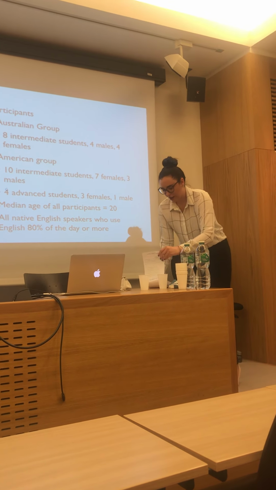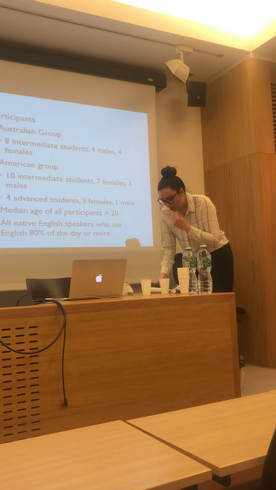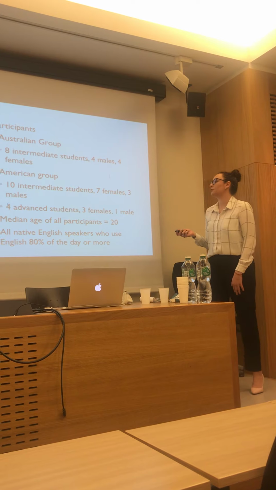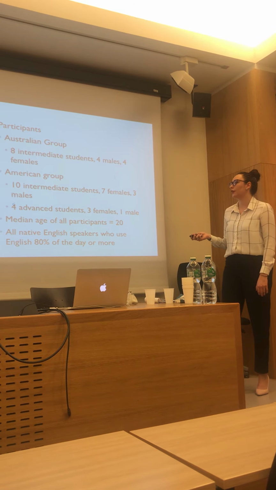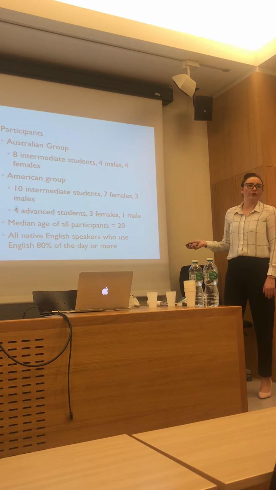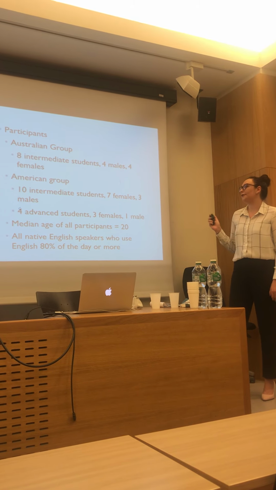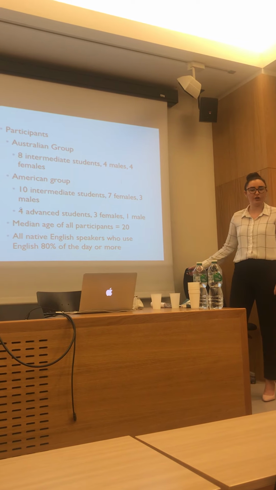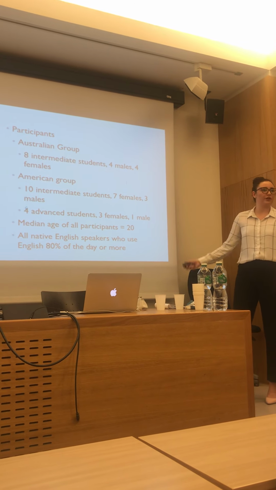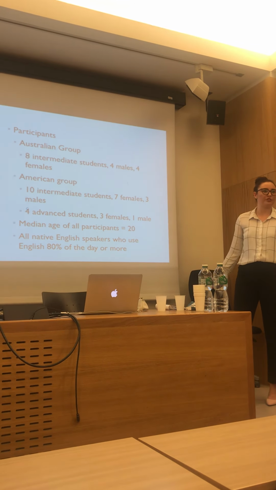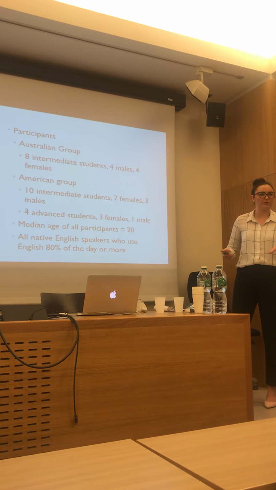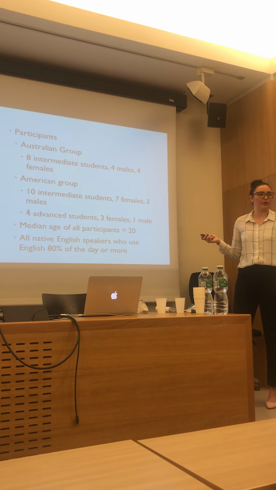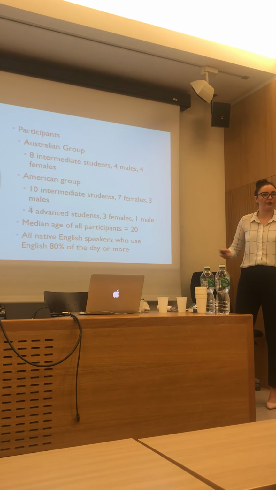Okay, so like I said, I had Australian and Americans in my study, and I had intermediate groups in both, and I only had advanced students in the American group. They were all undergraduate students in either public universities in Australia or in the US, and they were all native English speakers who used English at least 80% of the day. Some of them spoke other languages, like mostly Romance languages. So basically I wanted to control for anyone who had any background with Chinese or any other Asian language.